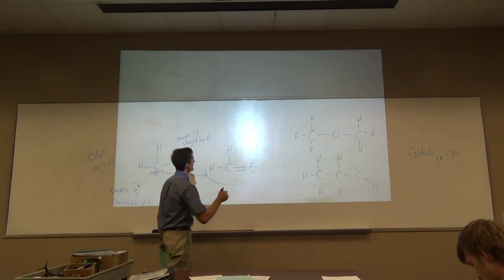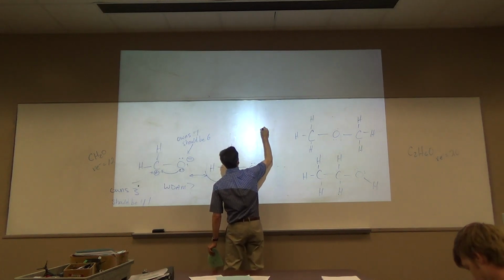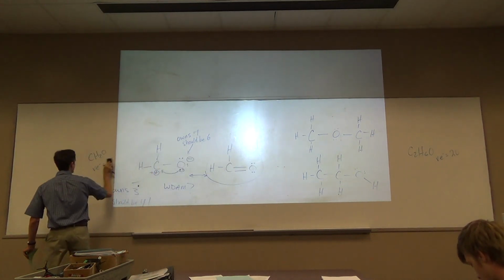HCN. How many valence electrons? I see 1, 4, and 5. What's that?